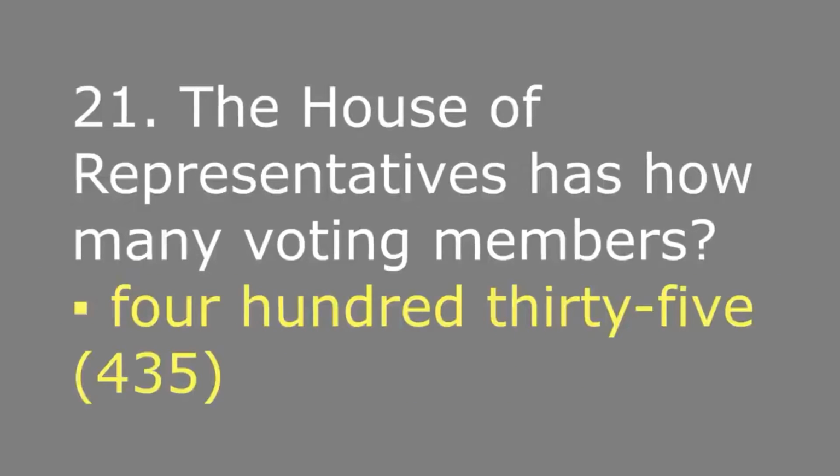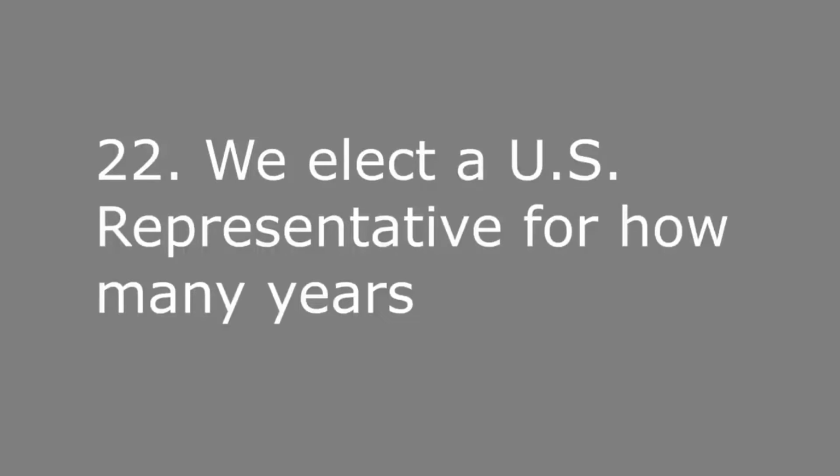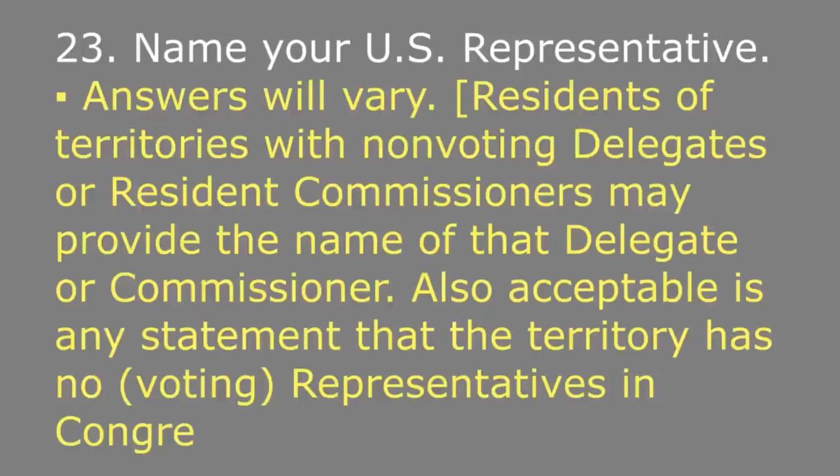The House of Representatives has how many voting members? 435. We elect a US representative for how many years? 2. Name your US representative. Answers will vary. Residents of territories with non-voting delegates or resident commissioners may provide the name of that delegate or commissioner. Also acceptable is any statement that the territory has no voting representatives in Congress.